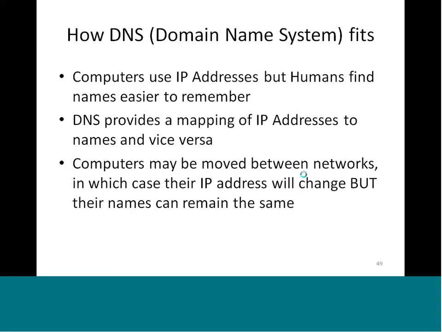So this is something that we can look into, and we can see what the domain name of a particular IP is, or if you have a domain name then you can also convert it to the IP address of that. This is one of the uses when computers are moved between networks. The IP addresses will change but the domain names remain the same. Like we saw with the machine name, it always remains the same in whichever network it goes into.